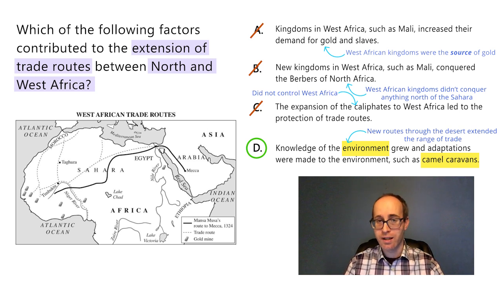On test day, read carefully, think critically, and don't rush.